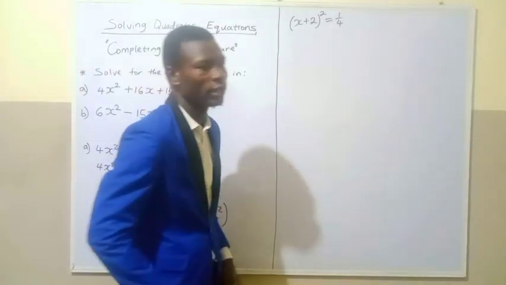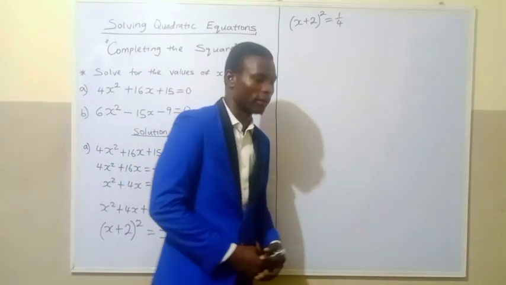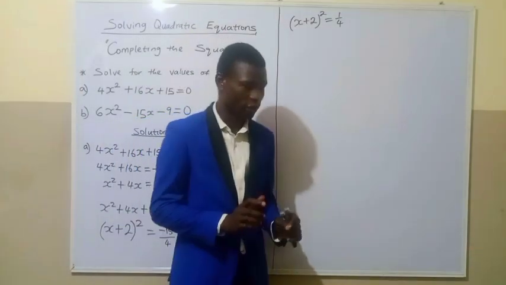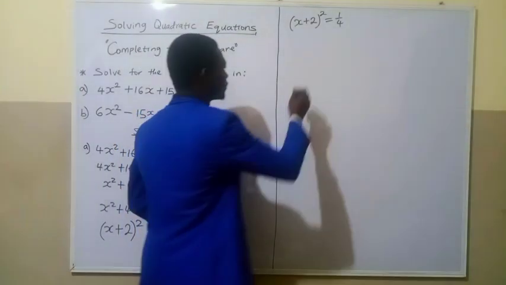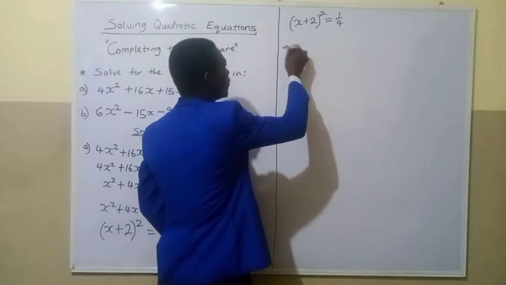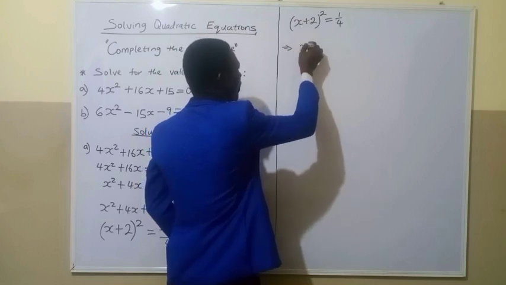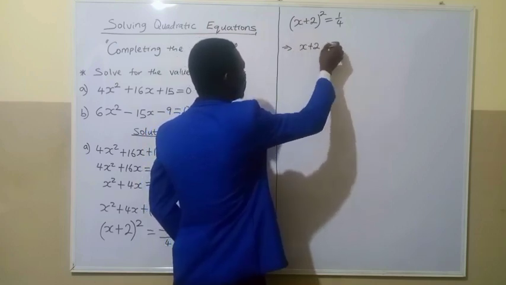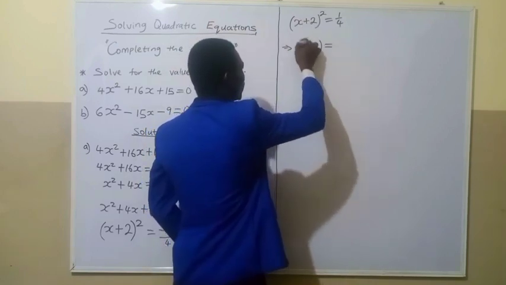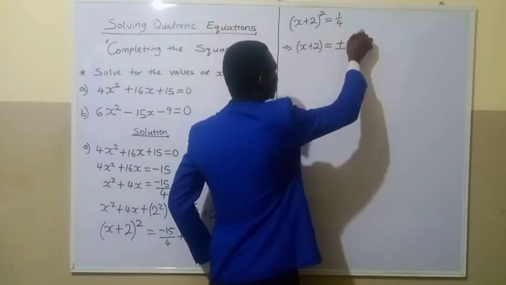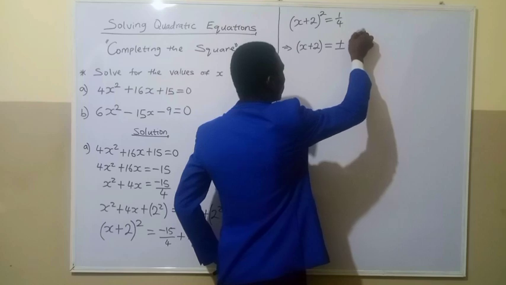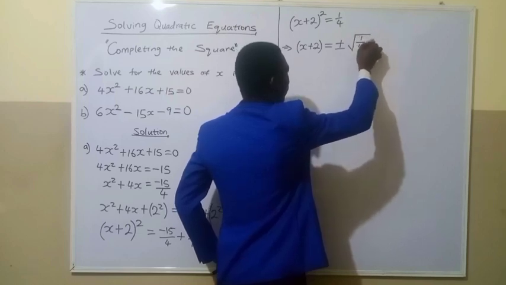the square root of both sides. And in taking the square root of a number, the square root of every number actually is both positive and negative. So that tells me that I'll be having x plus 2 left here. And when I have x plus 2 left, to this side I'm going to be having plus and minus the square root of 1 over 4.